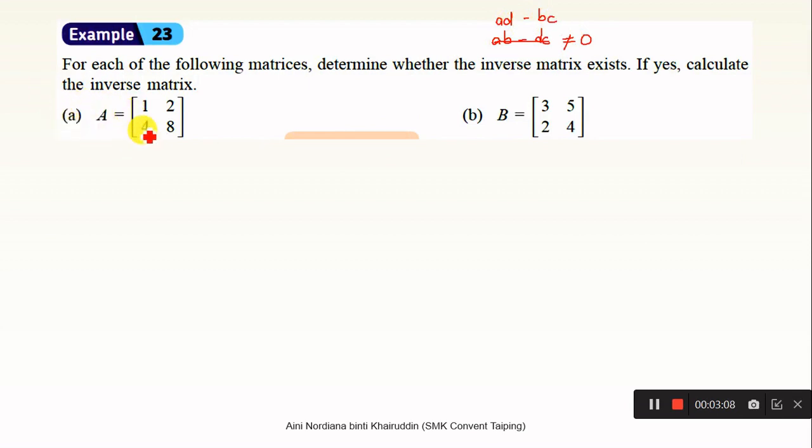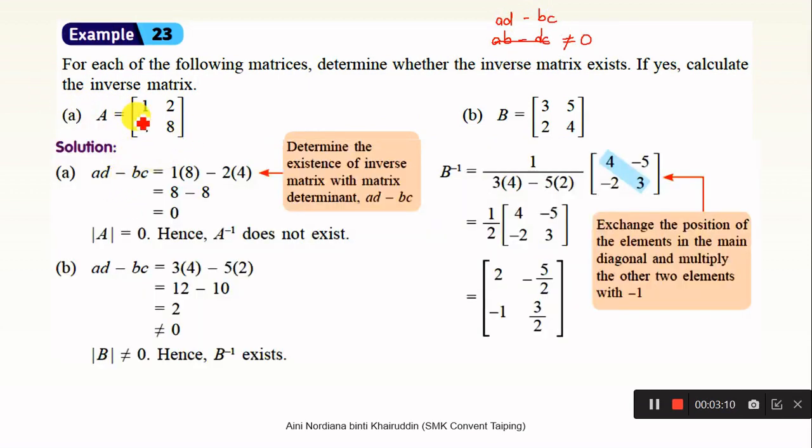So have a look at example A. Remember, this is A, B, C, D. So AD is 1 times 8, minus BC, which is 2 times 4. 8 minus 8 equals 0. So the determinant of A equals 0, hence the inverse of A does not exist.